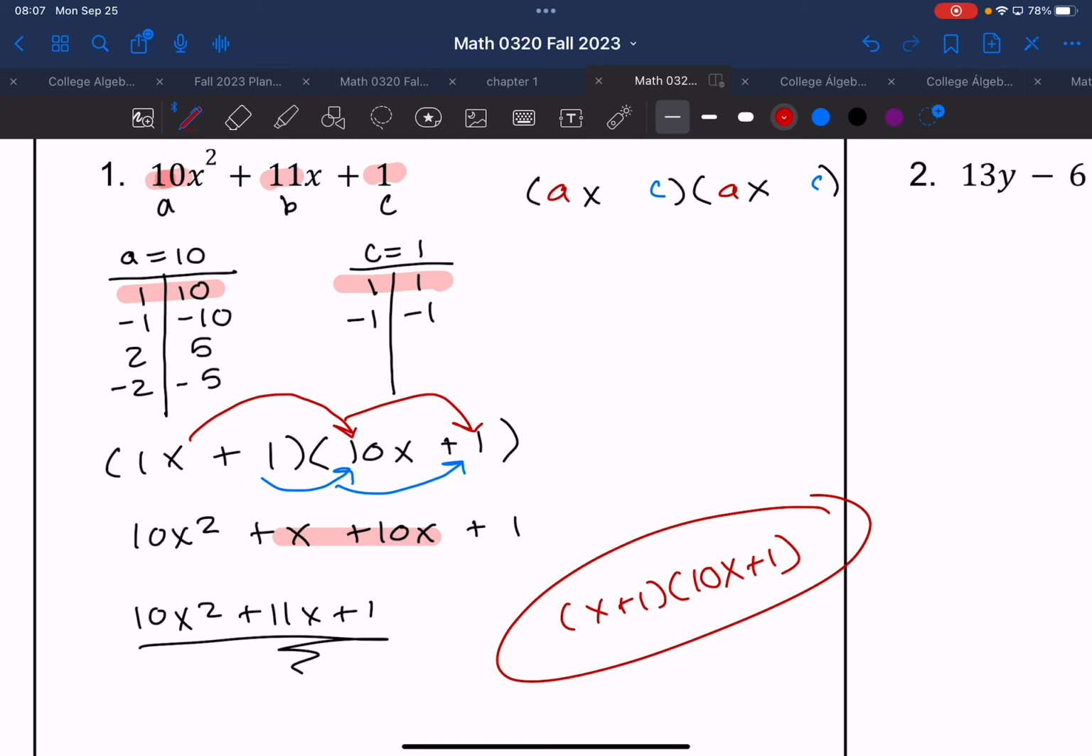If this one did not work, we would have to go down the list. So then instead of doing 1 and 10 from our list A, we would do -1 and -10. And we would still continue using that 1, 1 on the C side. Okay, so that means this technically has 8 things that we would have to check. 8 parentheses that we'd have to check till we found our correct answer. And again, this is called the trial and error method, guess and check.